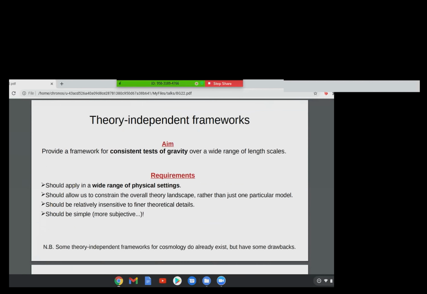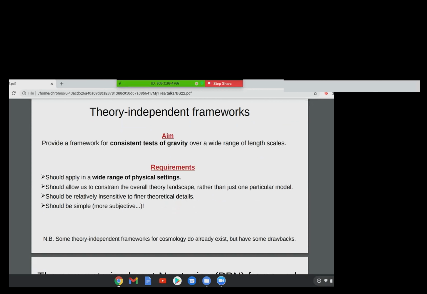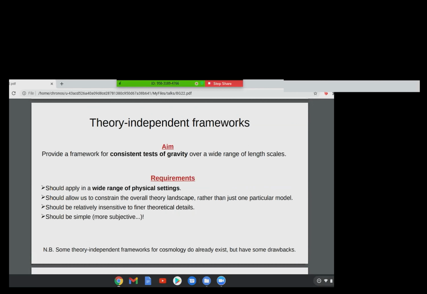So this is our broad goal: we want to construct some theory-independent framework that can constrain large regions of the landscape and can do that in a consistent way over a wide range of length scales, all the way from the astrophysical settings to the cosmological ones. And on a more technical level, we probably want this framework to not be too sensitive to very fine theoretical details. So this is our goal, and what I'll show here is that we've put together a framework that satisfies these criteria, in particular for use in cosmology.